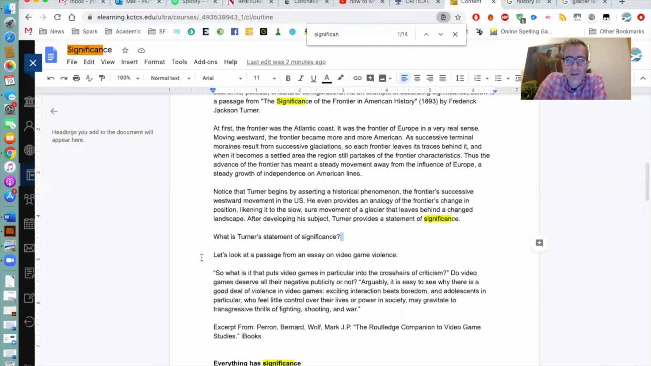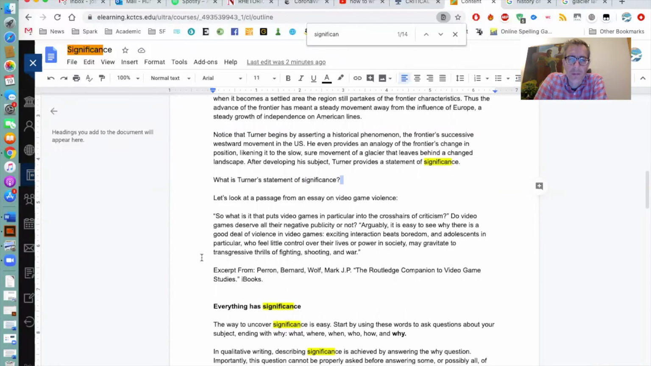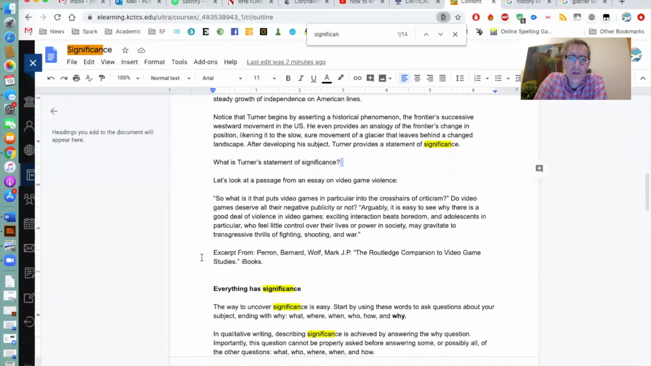Now let's look at a passage from an essay on video game violence. So what is it that puts video games in particular into the crosshairs of criticism? Do video games deserve all their negative publicity or not? Arguably, it is easy to see why there is a good deal of violence in video games. Exciting interaction beats boredom, and adolescents in particular, who feel little control over their lives or power in society, may gravitate to transgressive thrills of fighting, shooting, and war. And so that's an excerpt from the Routledge Companion to Video Game Studies.